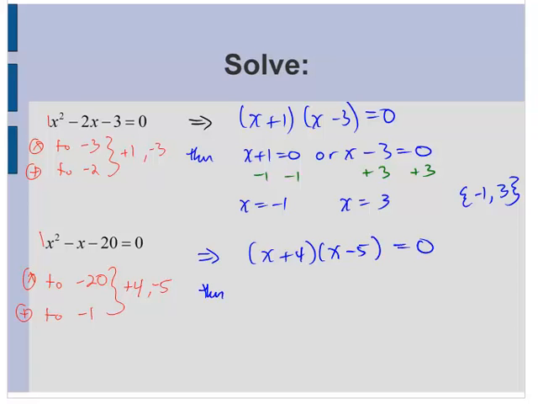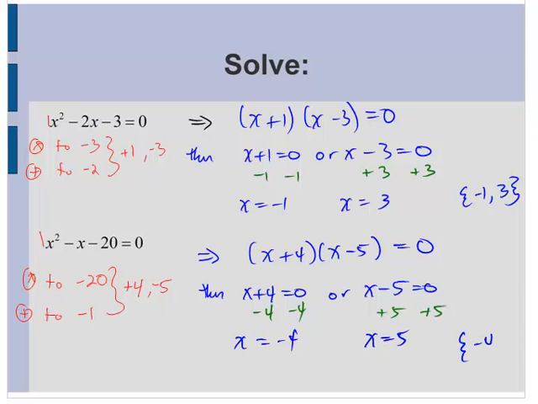So then x plus 4 is 0, or x minus 5 equals 0. Subtracting 4 from both sides on the first equation, I'd have x is negative 4. Adding 5 on both sides of this, we would have x equals 5. And so the solution set would contain the numbers negative 4 and 5.